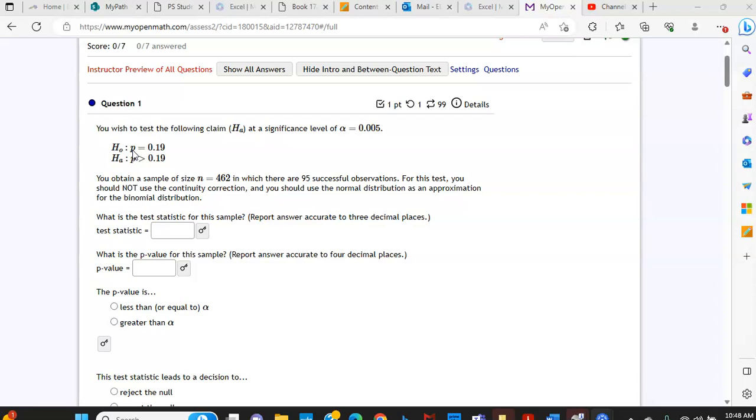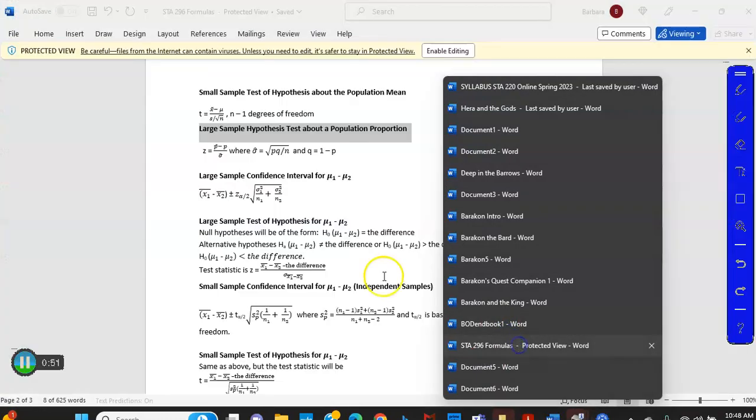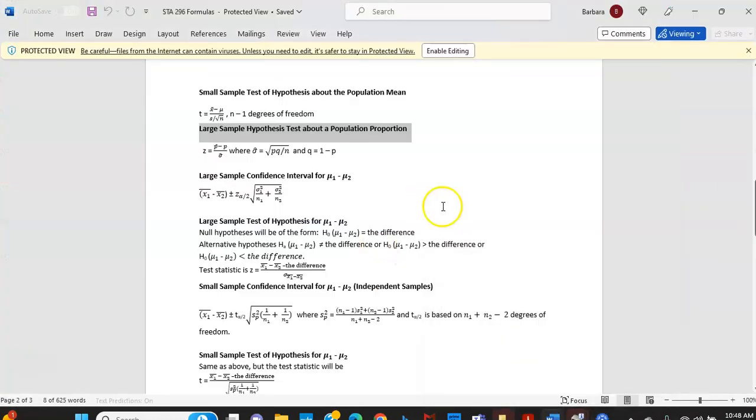And alpha is 0.005. So we want to find the test statistic and the p-value, and of course, go through the rest of our hypothesis test. First, let me pull up our formula sheet and let's pay attention to this right here. All right, so our formula, and I think it'll just let me copy it to another page. So let me do that.